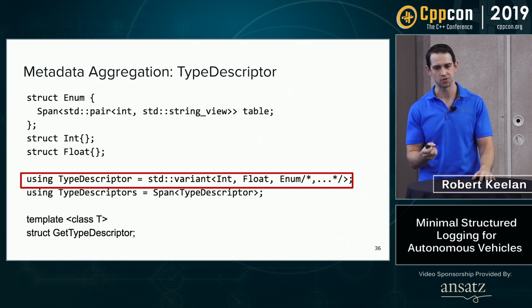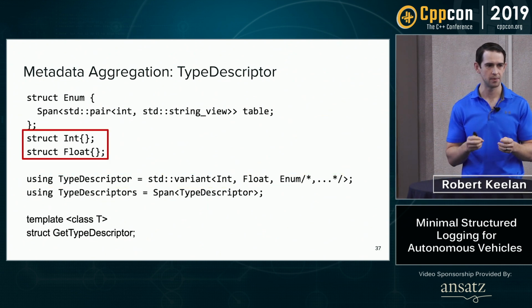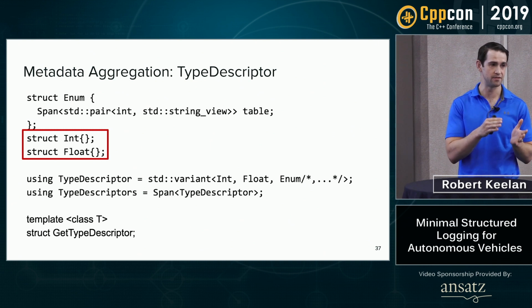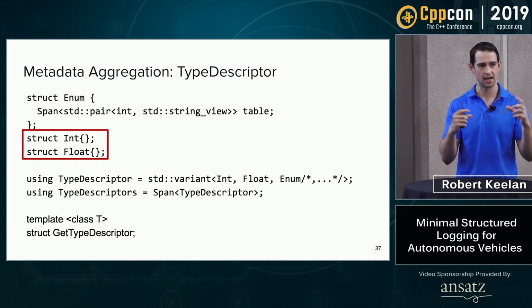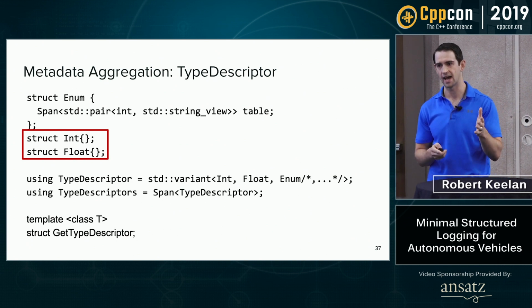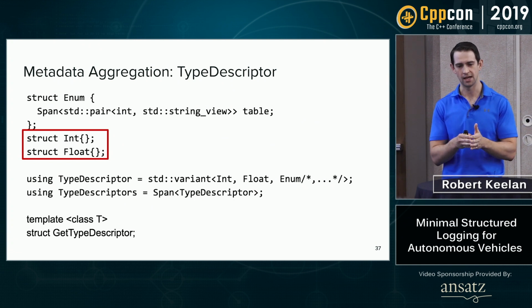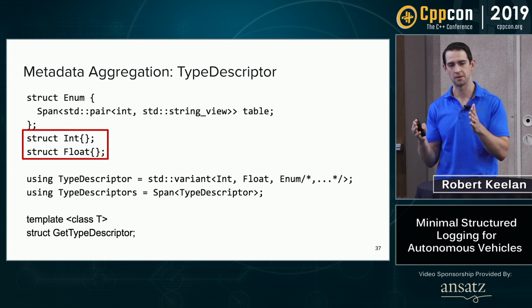A type descriptor is just a variant of types where each type encodes how to take a class of types or a class of values, how they're encoded in binary, and how to take those binary bytes and convert them into a human readable string. So they could be something simple like these tag types int and float. That way, if I'm reading my binary data, I know that the next 4 bytes are encoded, let's say, as an integer, and I should display them as an integer.